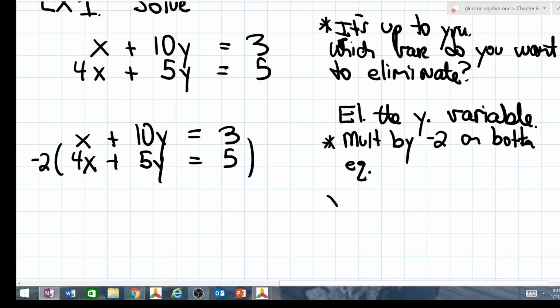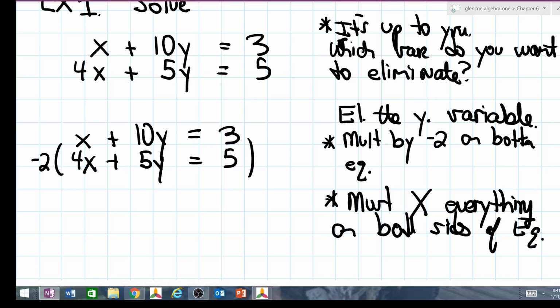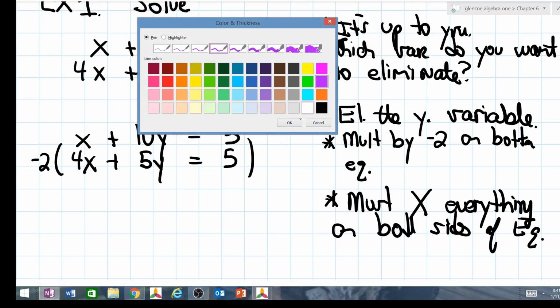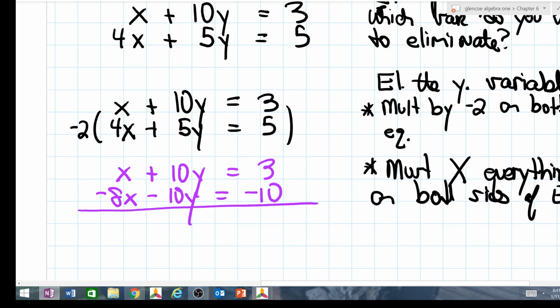Now the most important thing is you must multiply everything on both sides. Okay? So here we go. Let's go ahead and multiply. Let's see what we've got. And the book may have done it, the notes may have done it a little bit differently, but that's okay. So this stays x plus 10y equals 3. And this becomes a negative 8x minus 10y equals negative 10. Somebody want to check that to make sure I didn't make a mistake?